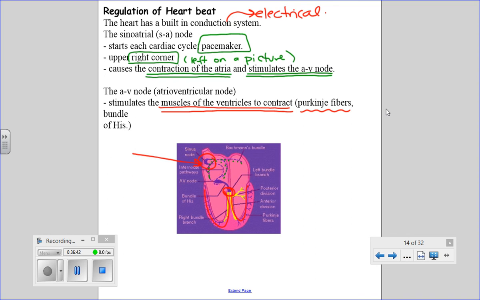So before I go there, does anyone have any questions about where one of the nodes is, maybe what it does, or anything about what's on the screen?